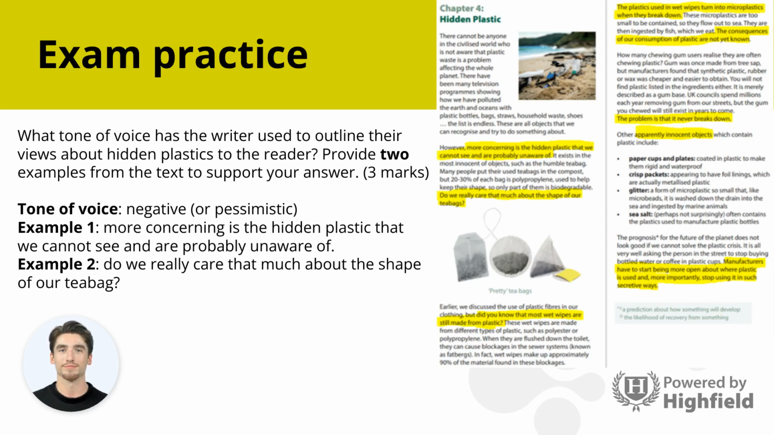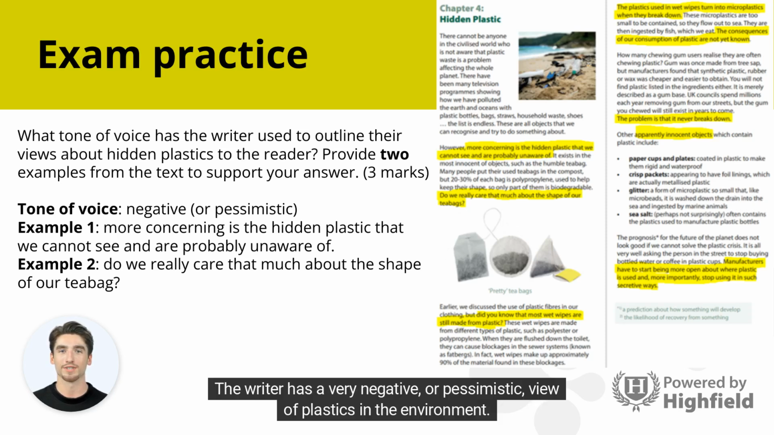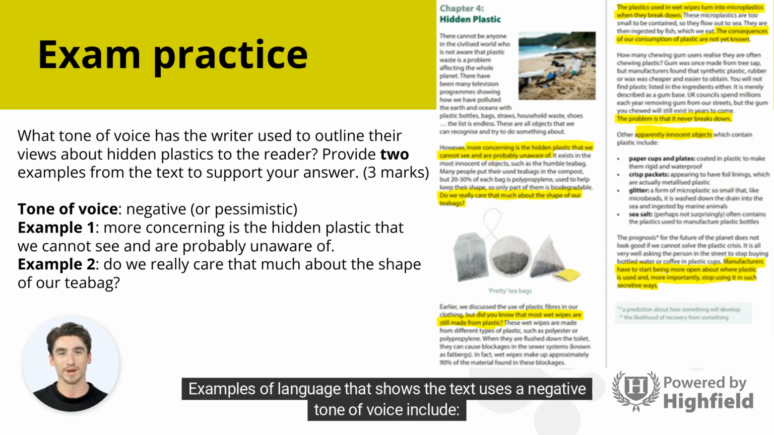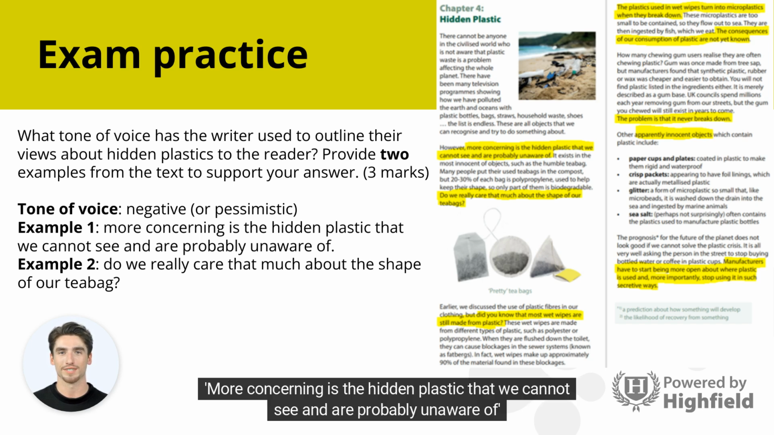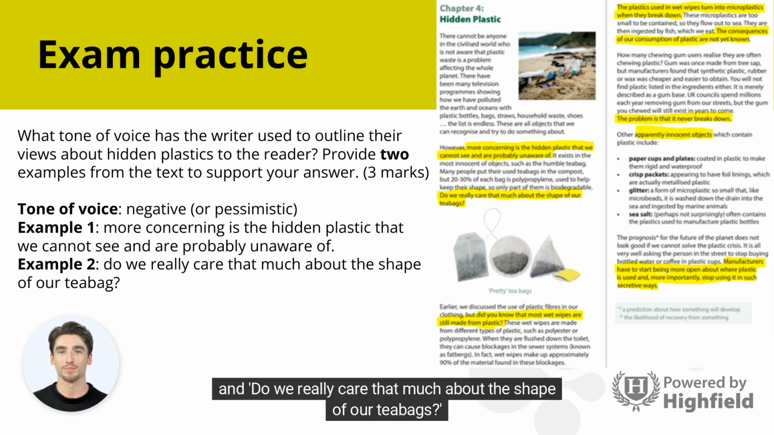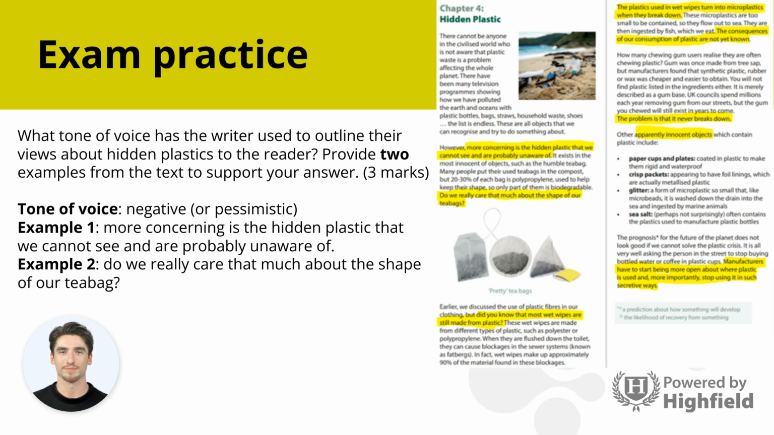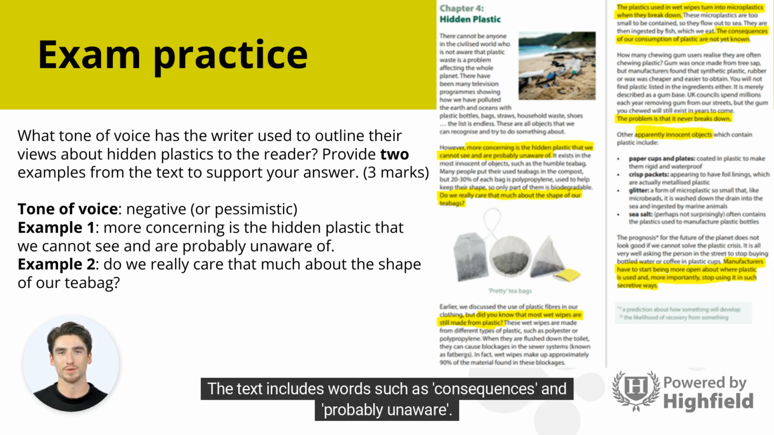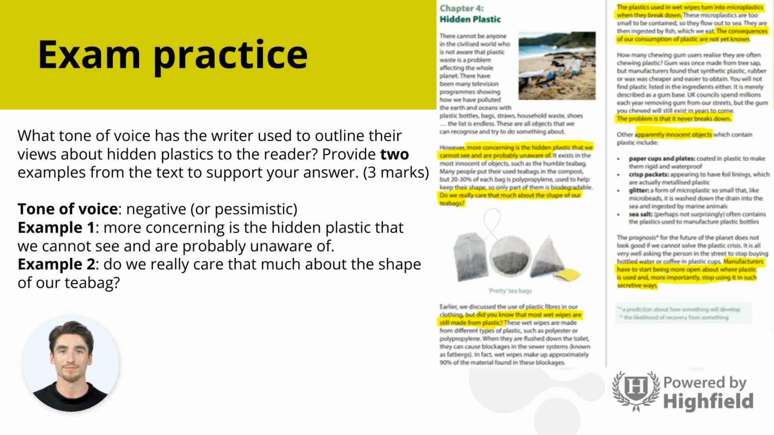Let's take a look. The writer has a very negative or pessimistic view of plastics in the environment. Examples of language that shows the text uses a negative tone of voice include: "more concerning is the hidden plastic that we cannot see and are probably unaware of." And "do we really care that much about the shape of our tea bags?" The language used in these examples creates a negative tone of voice. The text includes words such as "consequences" and "probably unaware."